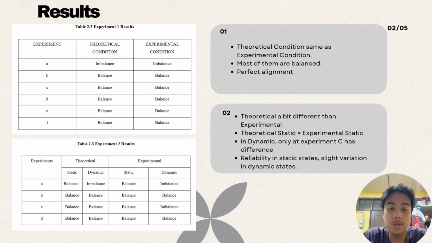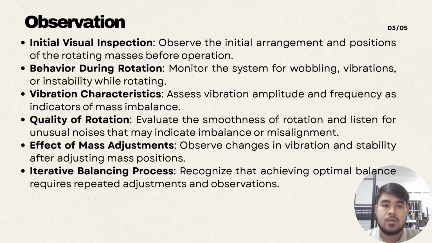And for experiment 2, it has two states, which are static and dynamic. So the theoretical condition has a few differences from the experimental condition. For static, theoretical and experimental are the same, but in dynamic, only experiment C is different. So it means reliability in static states, slight variation in dynamic states.